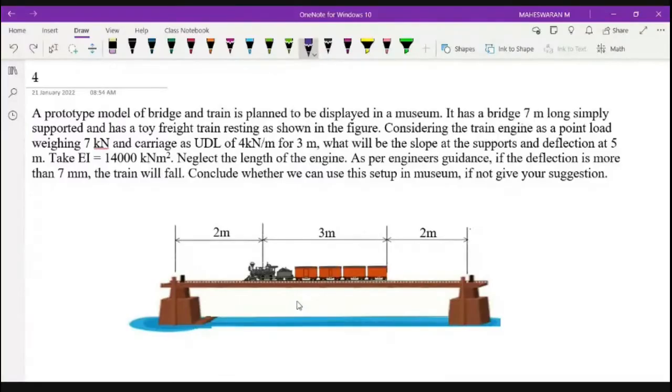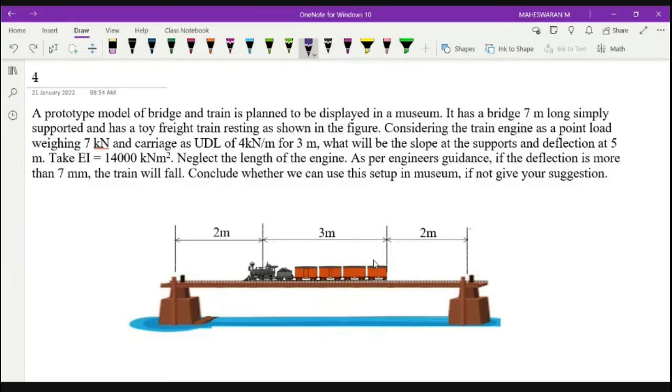So you have a prototype bridge model. It is around 7 meters in length, and it is a simply supported beam. You have two types of loads here. One is a point load, which is 7 kilonewton. The other one is a UDL, which is 4 kilonewton per meter for 3 meters, from here to here. So the carriage load is 4 kilonewton per meter.